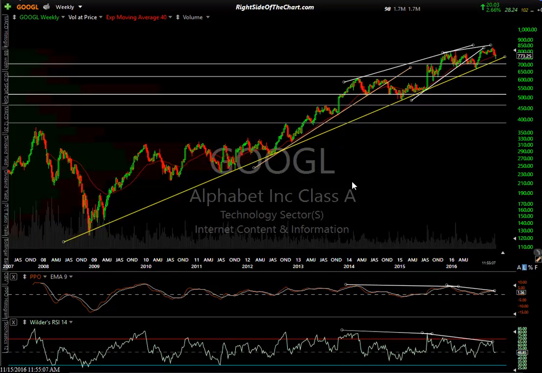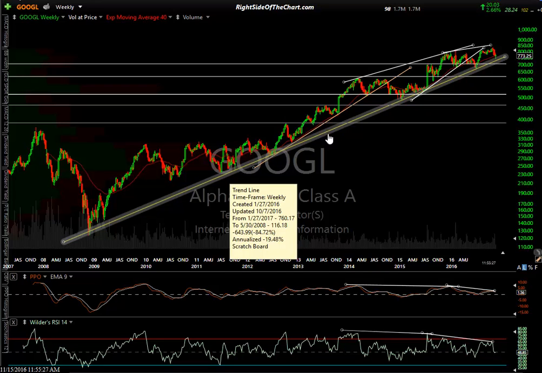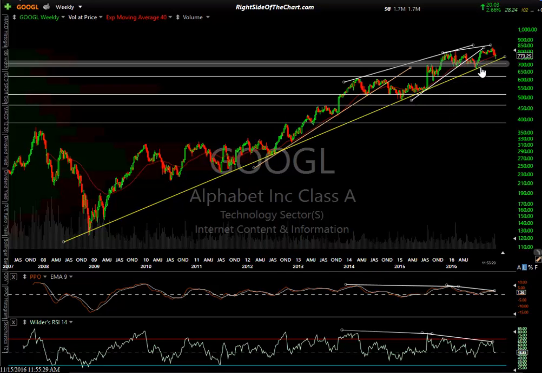Here's Google, or Alphabet, I should say. I'll probably call it Google indefinitely. I wish they would have never changed their name. I liked Google. But all right, there's Alphabet, Class A, GOOGL. Just a clean uptrend line here off the 2008 lows. This is one of the big names that bottomed back in late '08. But look how well defined this trend line is. Look at all the reactions on this yellow trend line.